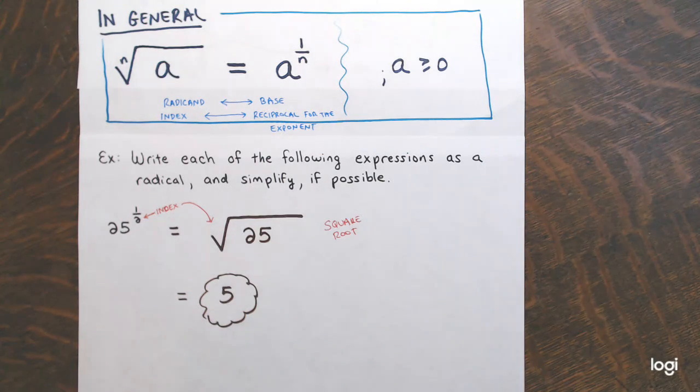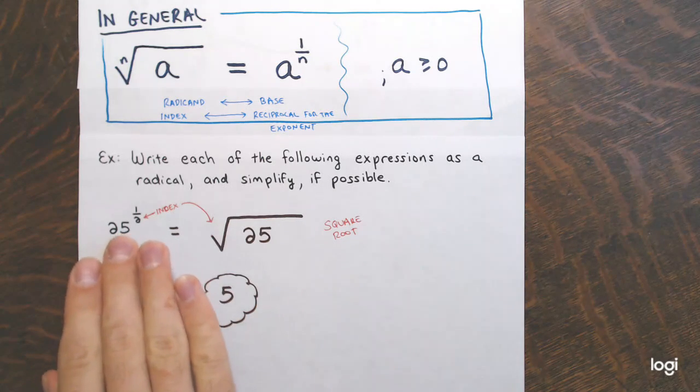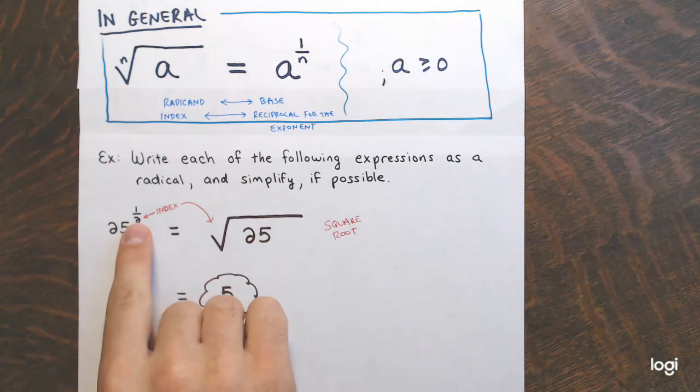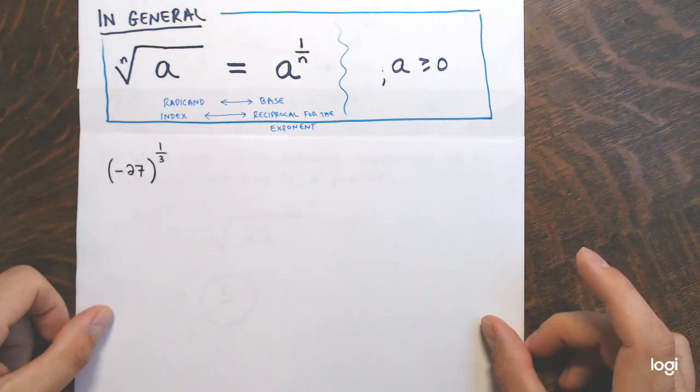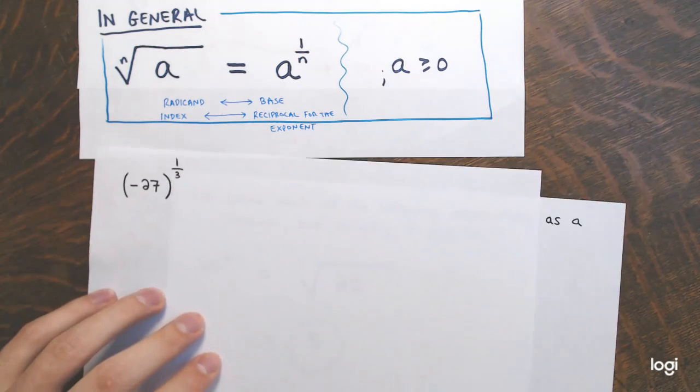My next example, another one just like this, where I have an exponential statement with one of these fraction powers, and I'm asked to write as a radical, and then simplify. All right, so here I have, let me get rid of this bottom one.